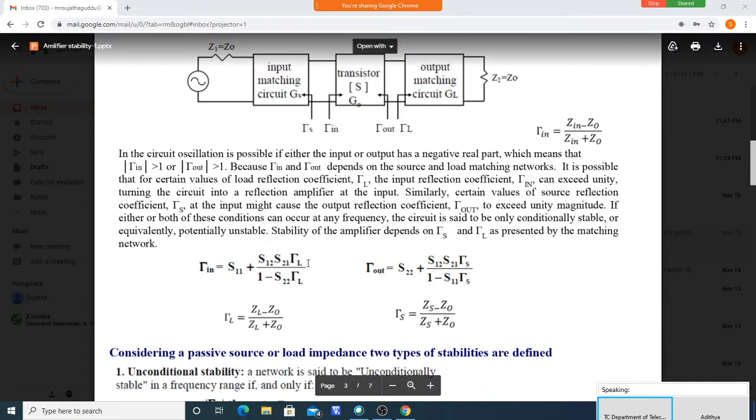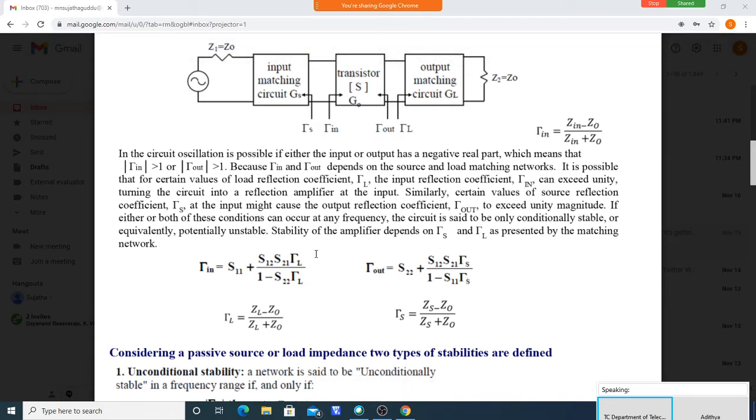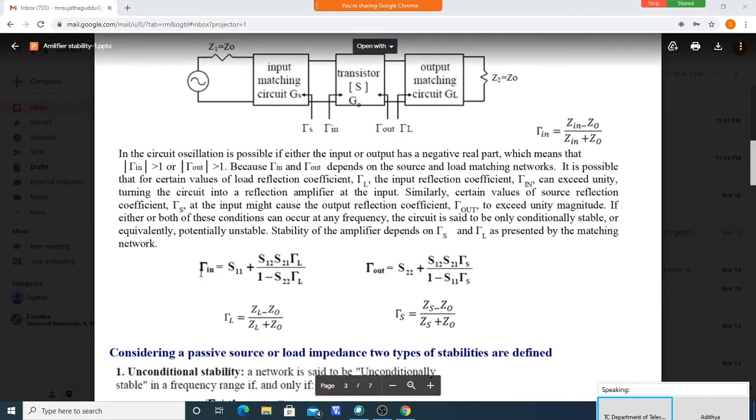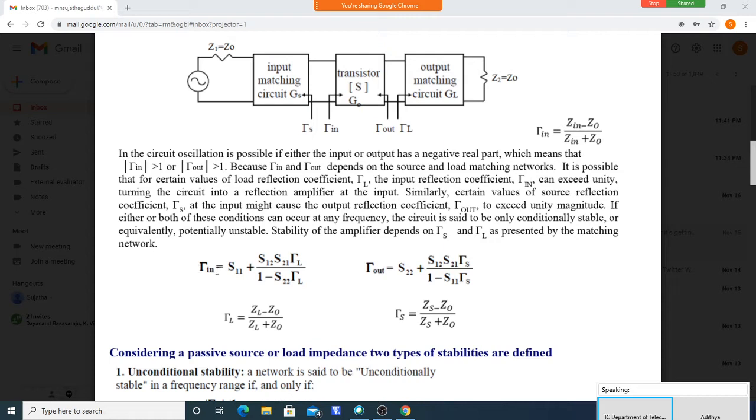Now for some values of tau, for example, if you take this tau randomly, that means ZL, then what may happen? See, this tau in may become greater than 1. Tau in may become greater than 1. Greater than 1 means, all of you know, the reflection coefficient varies from 0 to 1.